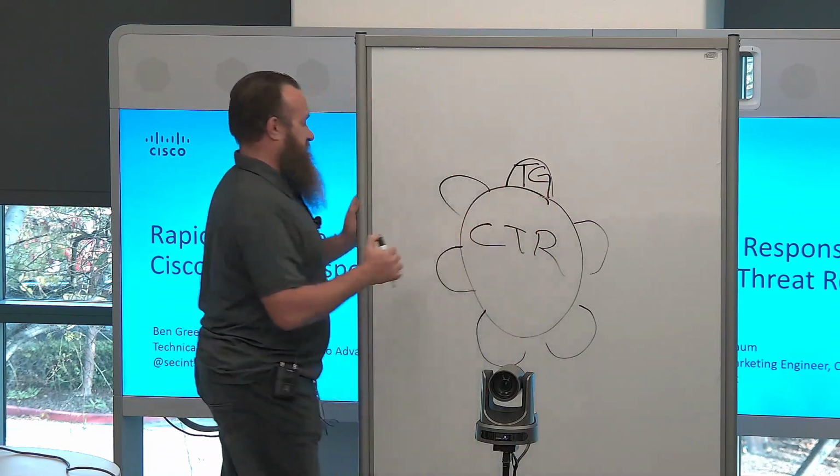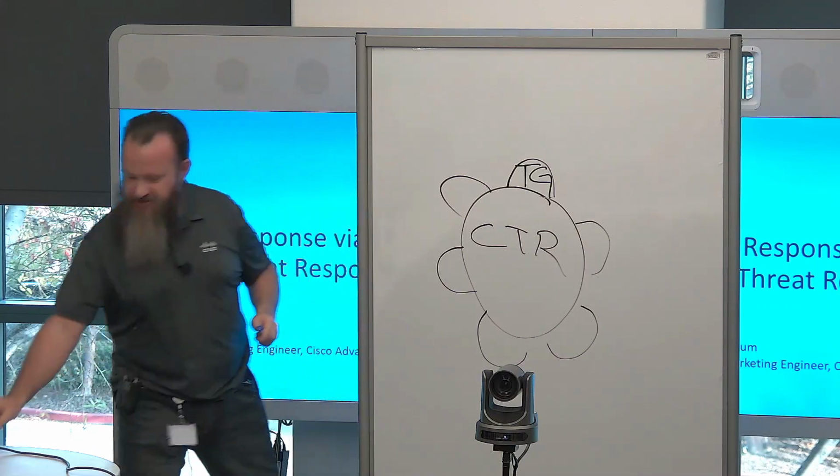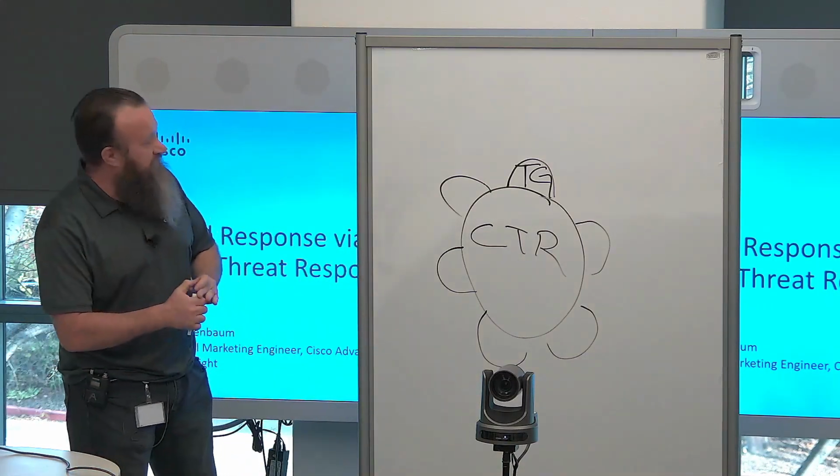for Threat Grid. Label these in blue. I should just spend the rest of my time hiding behind the whiteboard. That was great. Okay.